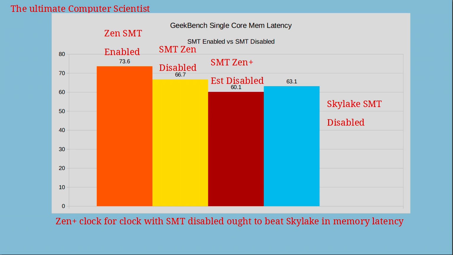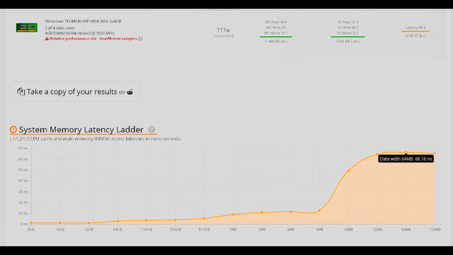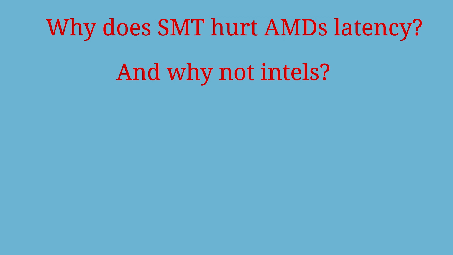Now of course, I can't actually test this as I don't have a 2nd gen Ryzen part, but this is a very high speed memory kit, and with this kit on 1st gen Zen, I have been able to get below 70 nanoseconds before with SMT enabled, so below 60 on 2nd gen could be possible, particularly without SMT. So now the big question is, why does SMT cause additional latency for AMD and not Intel? Well, I believe I have an answer for that.